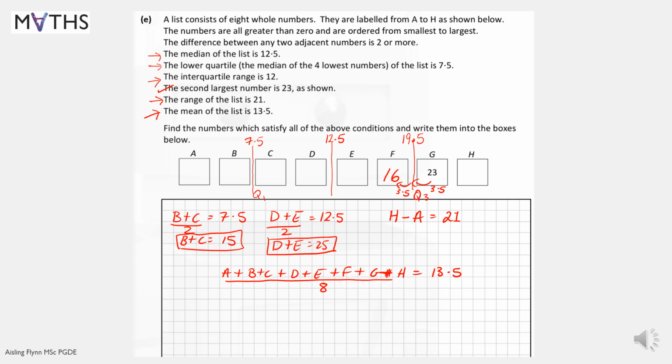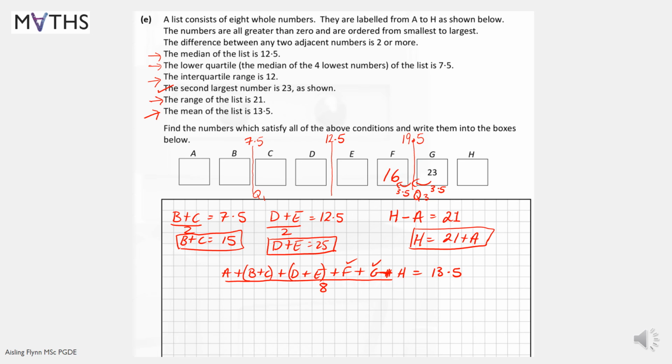Now look at the information we have above, guys. I can replace B plus C with the number 15, D plus E with the number 25. I know F and I know G, and I'm left with A and H. Now what can I put in there? I can rearrange this equation. I can say that H equals 21 plus A. And then what I can arrive at is an equation where I can solve for A.